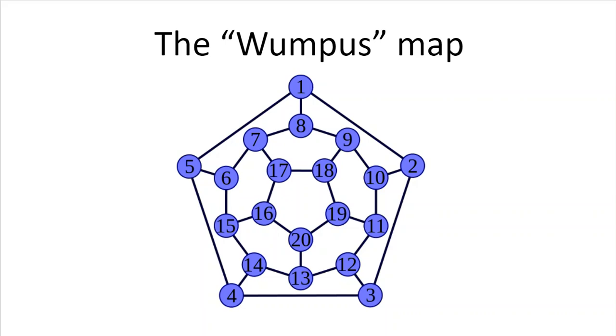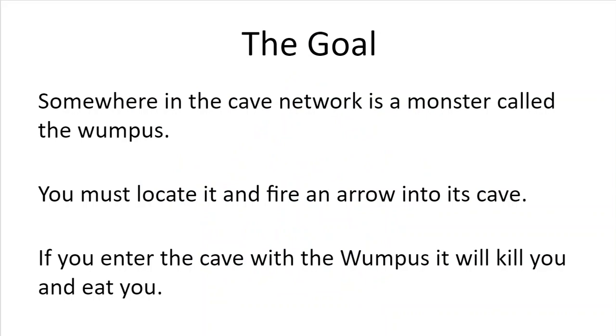All right, so let's get down to the rules of this game. What are we hunting? What makes this game fun? What makes it challenging? What makes it elegant? So somewhere in this network of caves is a monster called the Wumpus, and we have 1 arrow, and we have to track this monster down and fire an arrow into its cave. If we were foolish or unfortunate enough to actually walk into the cave with the Wumpus, it would kill us and eat us. We'd be dead. So that's one way to lose the game. We have to find out where the Wumpus is and fire an arrow into that cave. What else do we got?